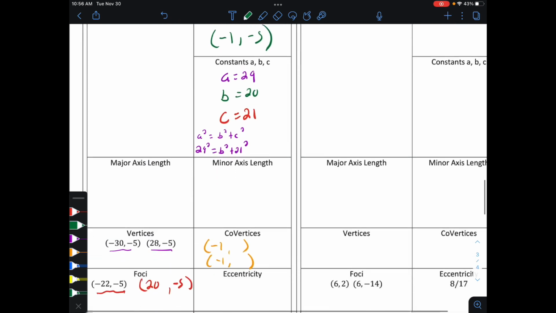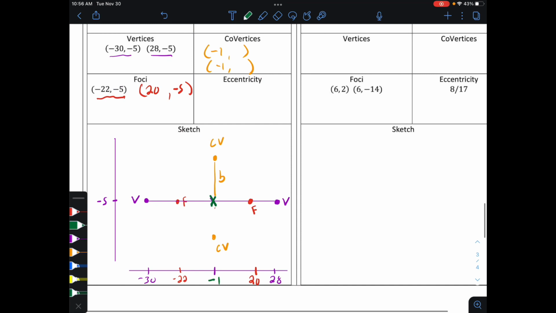Okay, so I know that up and down we have to change 20 units off the y value of our center. So if I add 20 to -5, that takes me to 15. I subtract 20 from -5, it takes me to -25. We can get our coordinates. So we'd have one co-vertex at -1, positive 15, one at -1, -25.